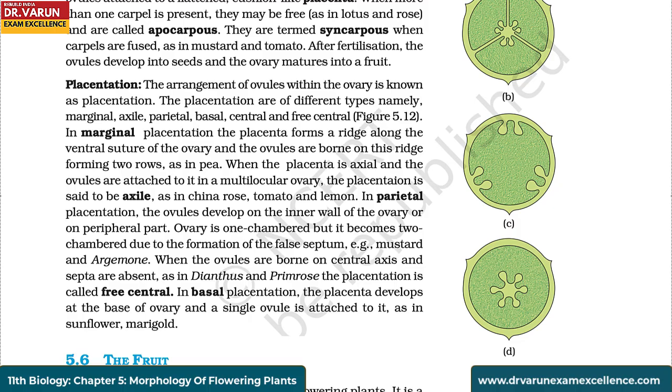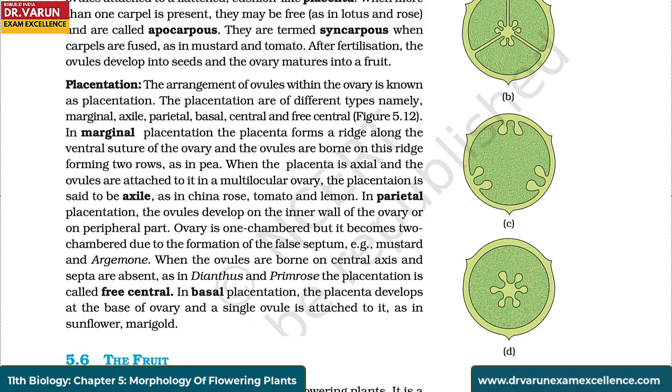In marginal placentation, the placenta forms a ridge along the ventral suture of the ovary, and the ovules are borne on this ridge, forming two rows, as in pea. When the placenta is axial and the ovules are attached to it in a multilocular ovary, the placentation is said to be axial, as in China rose, tomato, and lemon. In parietal placentation, the ovules develop on the inner wall of the ovary or on peripheral part.